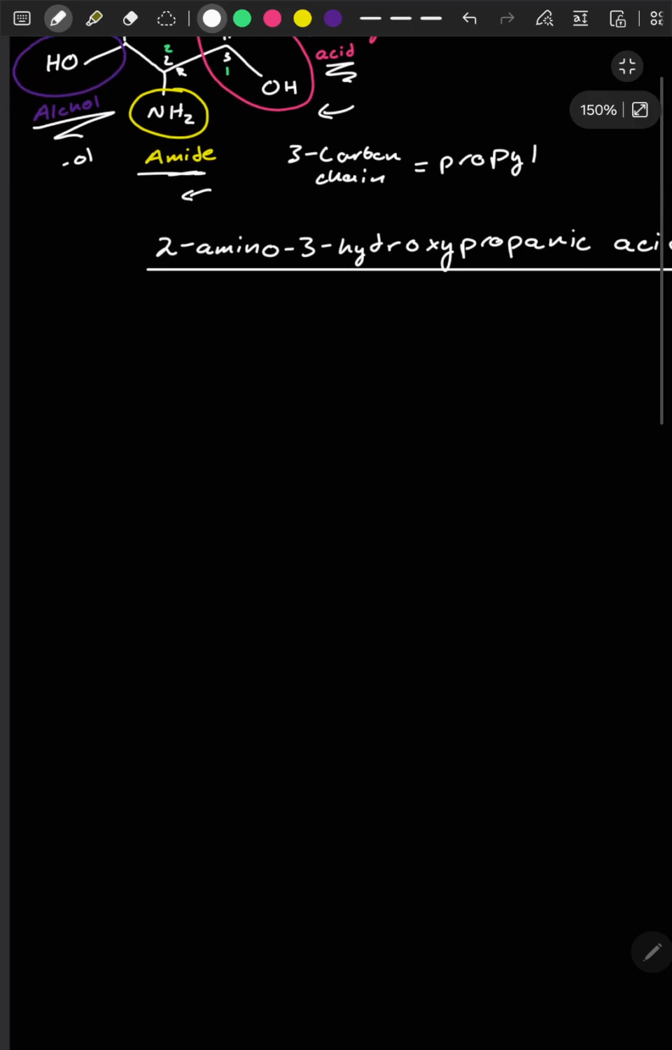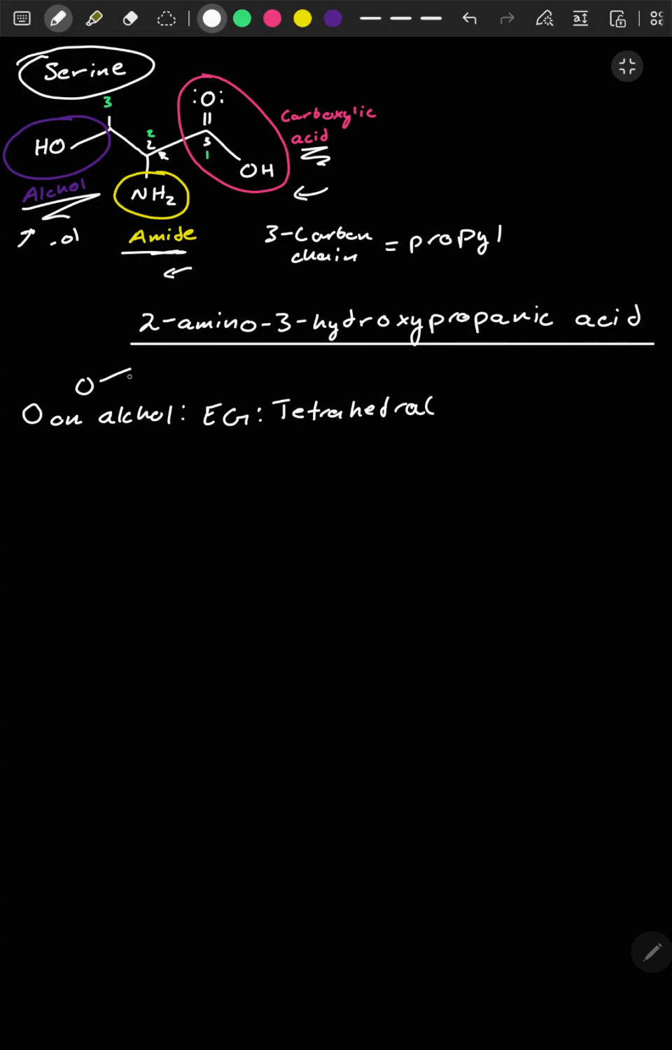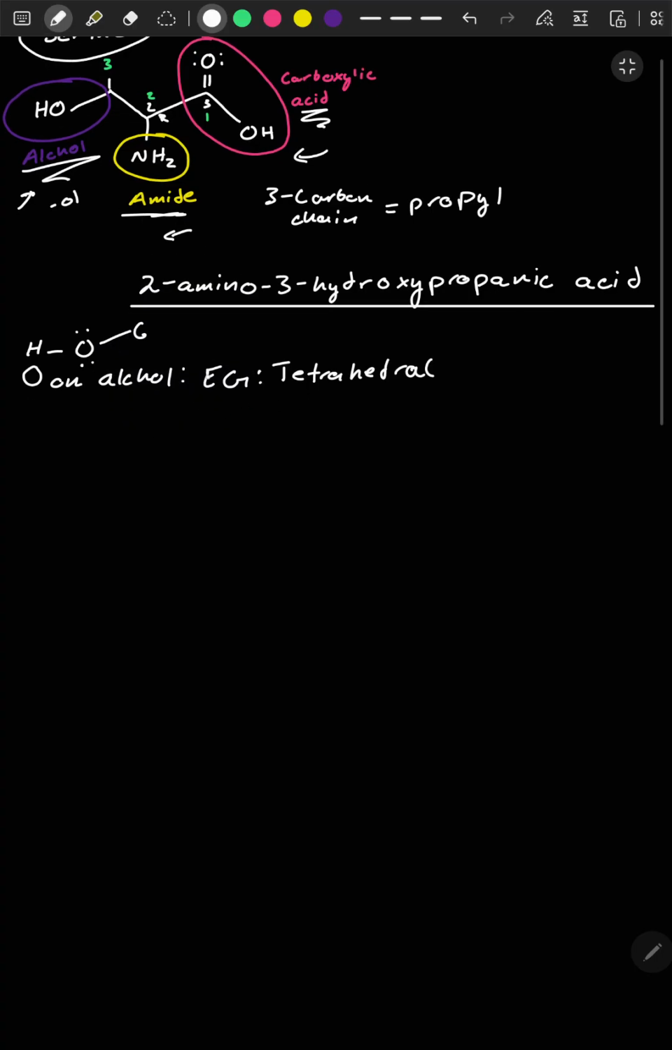So then let's go through our molecular geometries. We'll start over here with this alcohol O. So first we have the O on the alcohol group. And so our electron geometry is going to be tetrahedral, because on that O we have a single bond going back to this carbon, and then we also have 2 lone pairs, and then we also have another H. So we will just keep it as tetrahedral for the electron geometry.